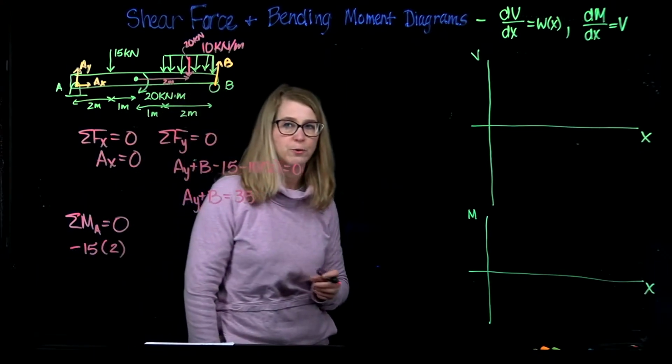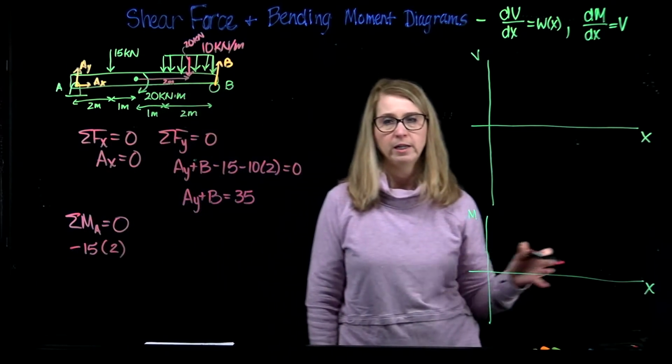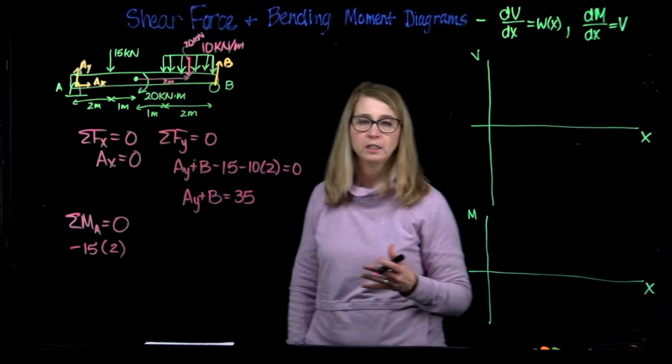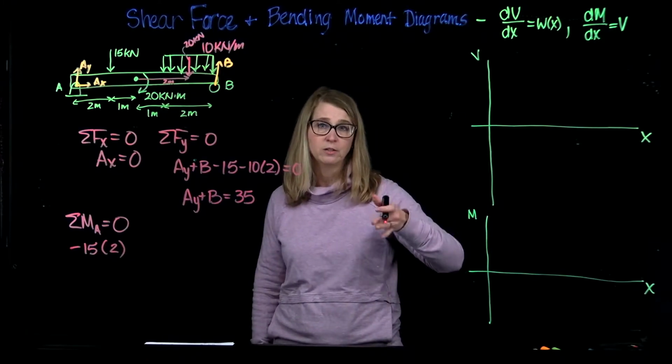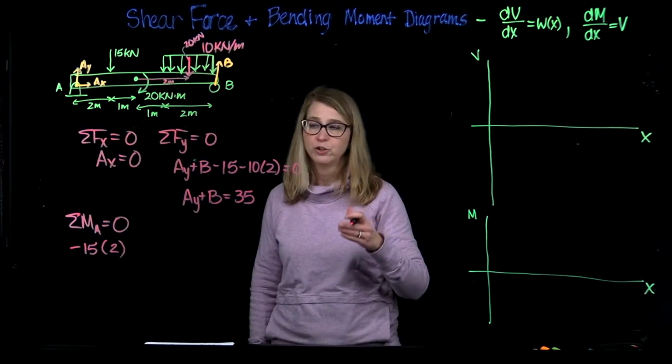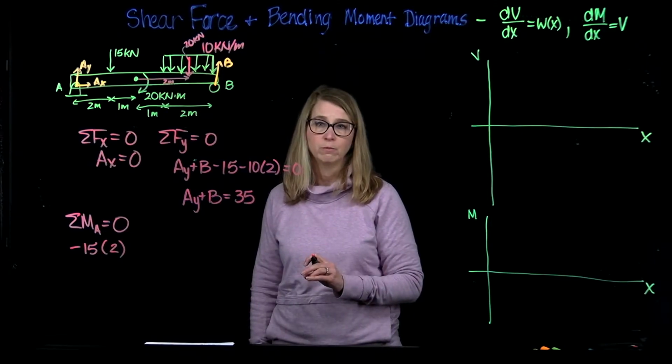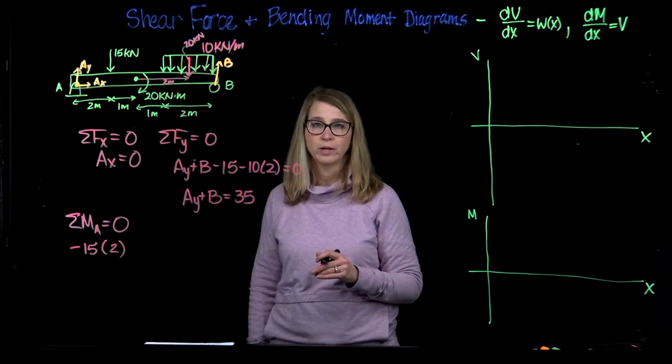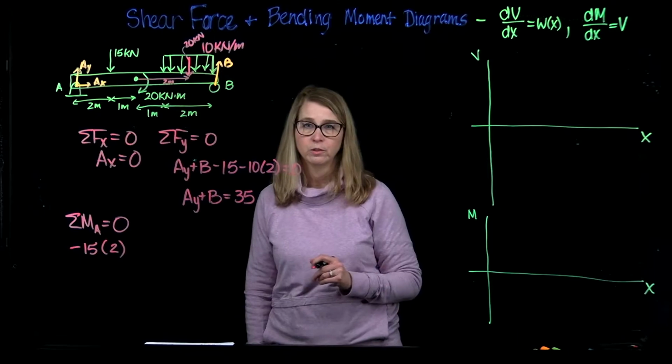So the first force that we come to when we move from point A and go across the beam is the 15 kilonewton load, which is down. It would cause a clockwise rotation, and so it's a negative moment. It's 2 meters from point A, so it's 15 times 2.